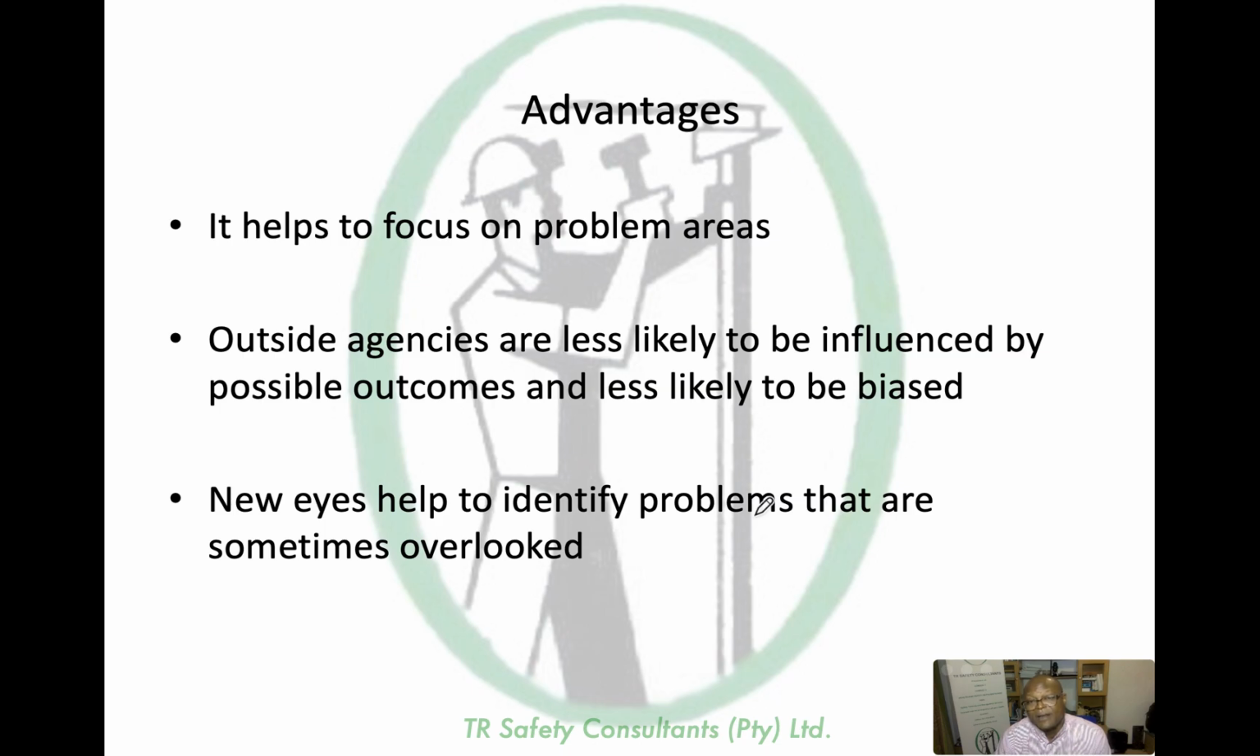Number 1, it helps us to focus on problem areas. There are some workplaces that are very difficult to manage. So if we continue doing these audits, we must find ways of improving those problematic working areas. So it helps us to do that. And also very important, outside agencies are very important when doing an audit, because they are less likely to be influenced by possible outcomes and less likely to be biased. Yes, unless otherwise some manager decides to meet with the auditor somewhere.